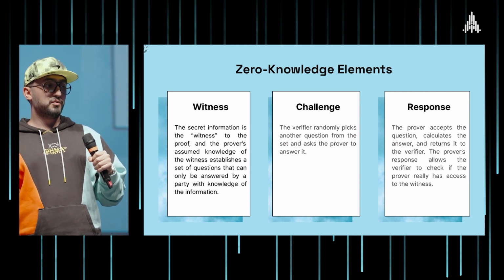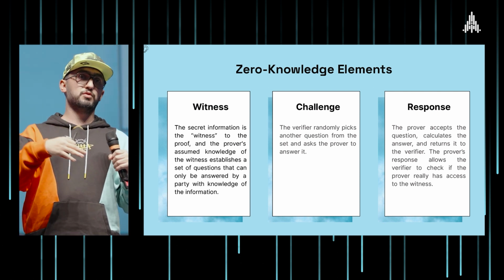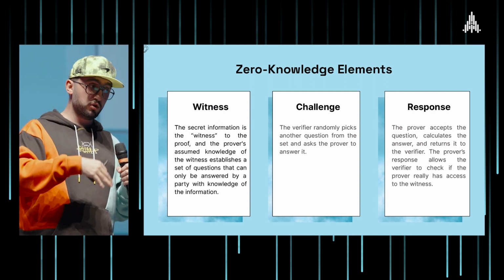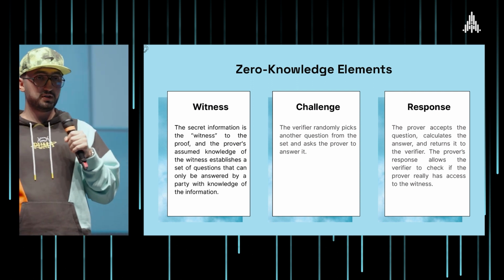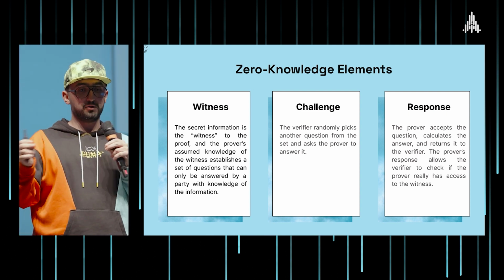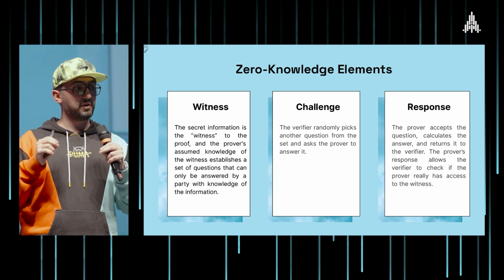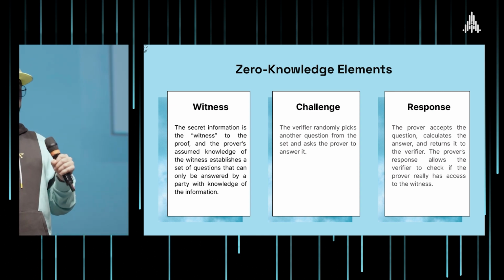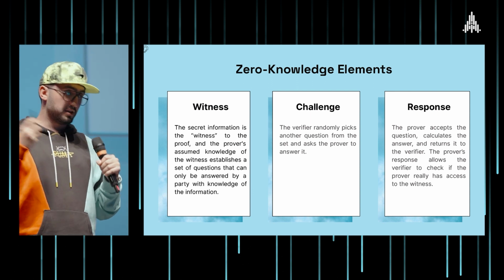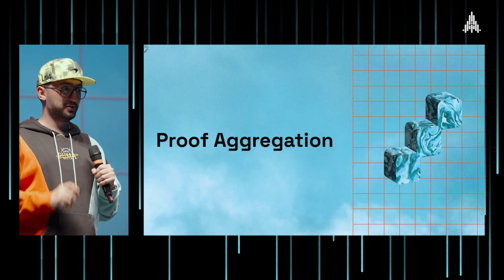Challenge is when the verifier randomly picks a number and gives it to the prover and says, okay, try to use this, give me the response. And the response means that they are just passing some values and, at the end, it's correct. This is basically the zero knowledge elements, but in SNARKs, we don't have these. It's another topic, I want to pass this.